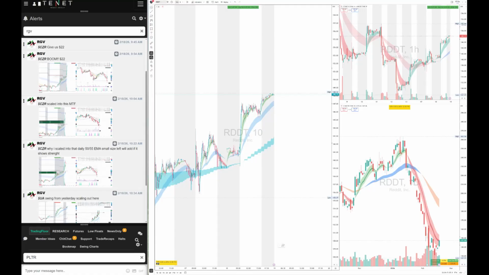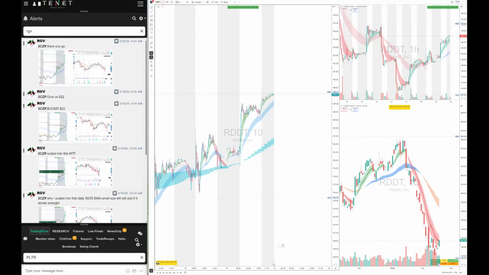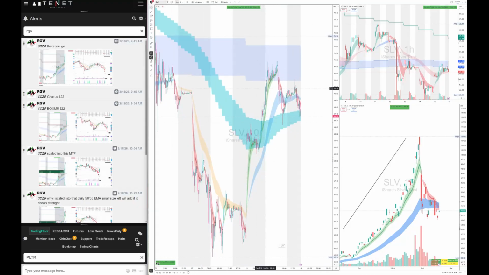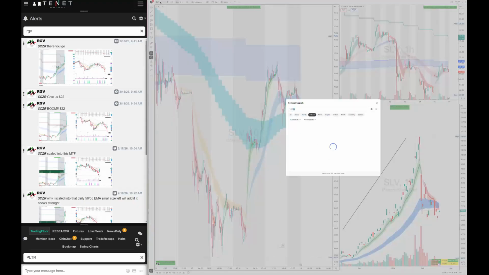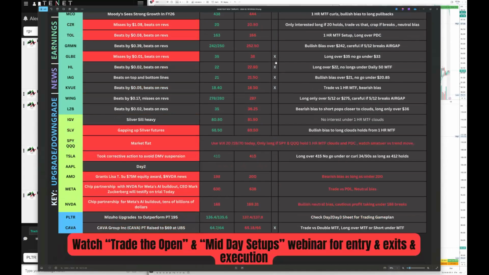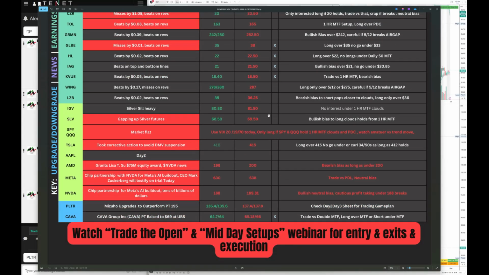Let's see if there's something else here. We recap on day 2s. Okay, let's see here. We can take a look at silver. Silver we trade every day. Silver was also a 1 hour MTF long, right into that other cloud. Let's look at the software ETF. That was a 512 calls, and we don't just trade randomly, guys. Everything is on our game plan, pre-market game plan.